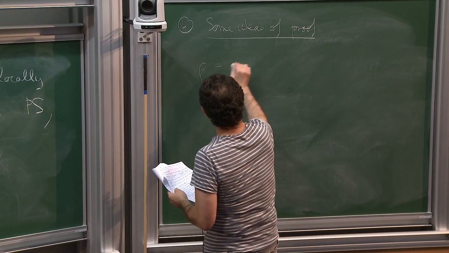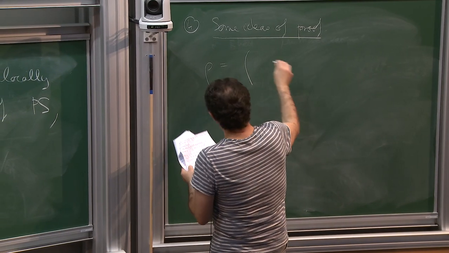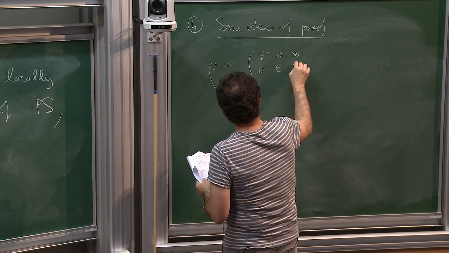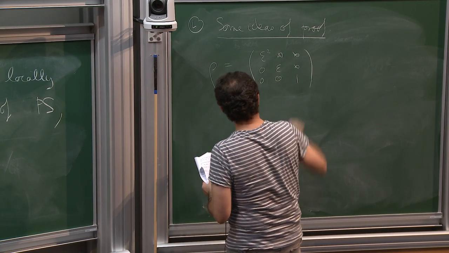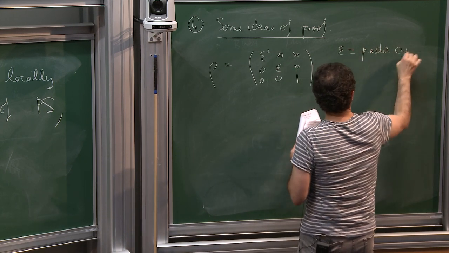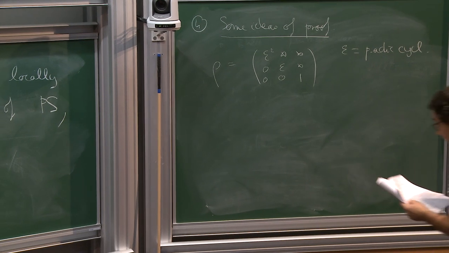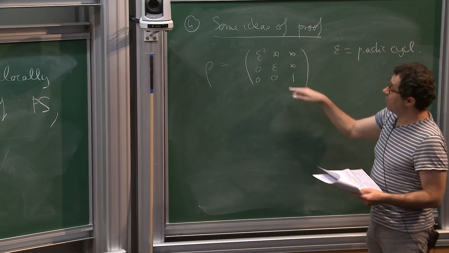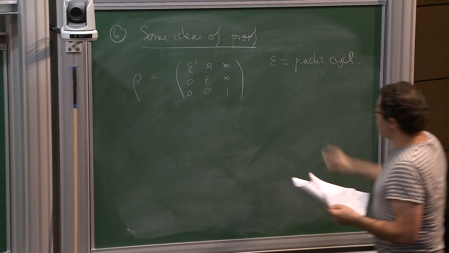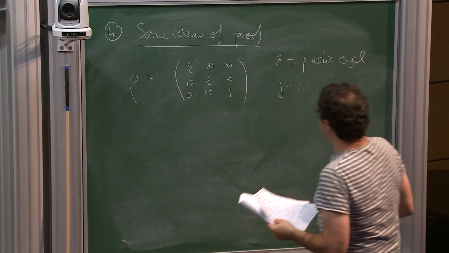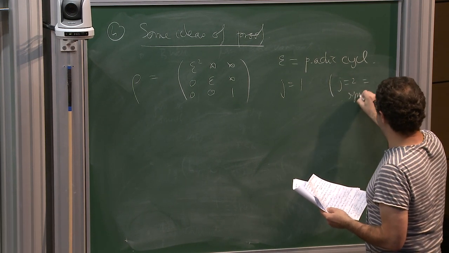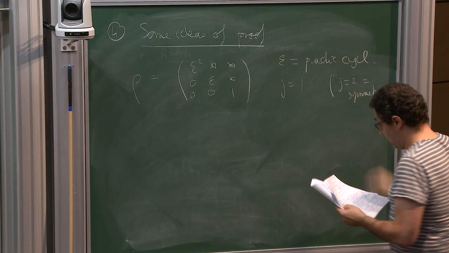So we fix rho, and by the way, I have to twist. Rho always has the following form, if you look at my assumptions, where epsilon is the p-adic cyclotomic character. And this is semi-stable. The Hodge-Tate weights are 0, 1, 2, so it has to be like this. And by symmetry, I'm going to only treat j equals 1. j equals 2 is symmetric.